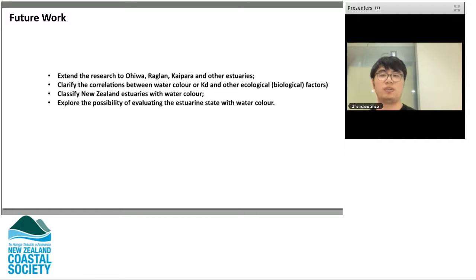And the future work will be to extend the research to Ohiwa, Raglan, Kaipara, and other estuaries. And we will also have to clarify the correlations between the water color or KD and other ecological and biological factors. We also need to classify the New Zealand estuaries with water color. And finally, we are going to explore the possibilities of evaluating the estuary state with water color.